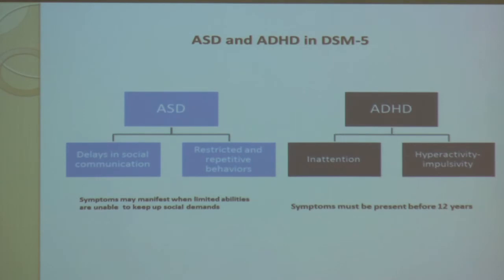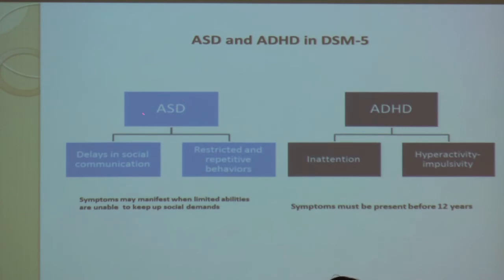So moving on to the diagnosis of autism and ADHD. Are people familiar with DSM-5? DSM-5 is the most recent classification, which was published last year, a diagnostic manual which provides some guidance in regards to the diagnosis of psychiatric conditions. And there have been many changes in DSM-5. We had DSM-4 TR prior to that.